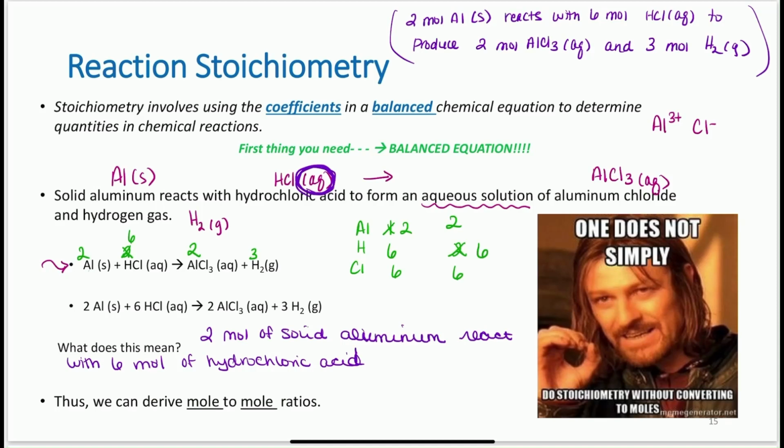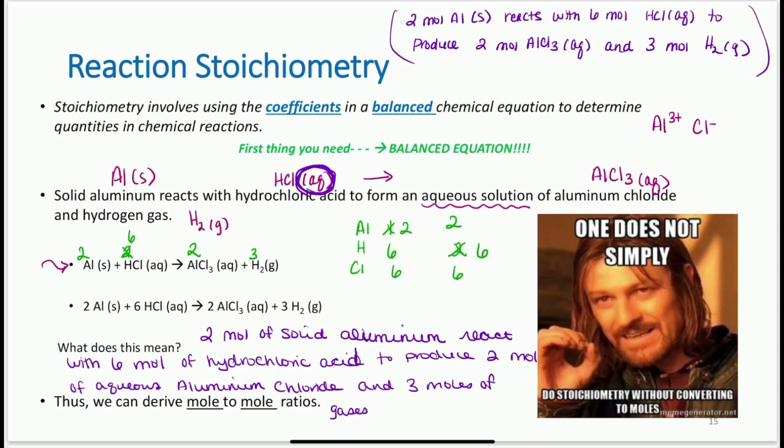Reacts with hydrochloric acid to produce 2 moles of aqueous aluminum chloride and 3 moles of gaseous molecular hydrogen.